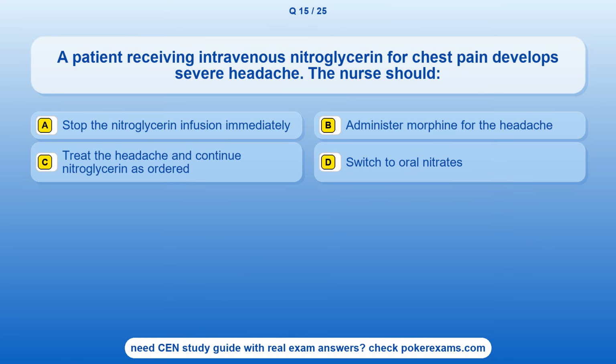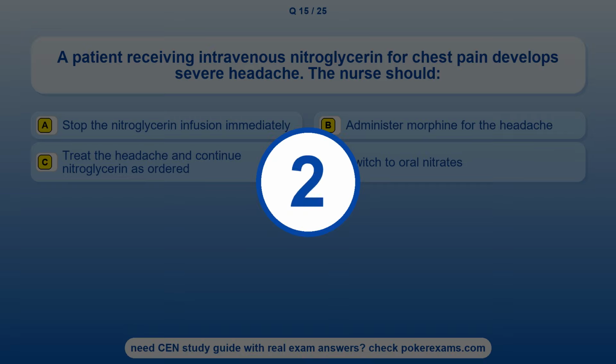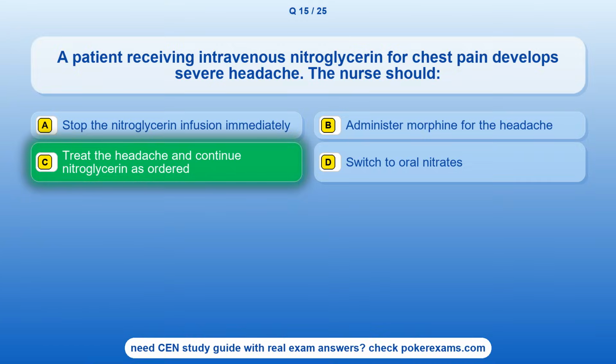Question 15. A patient receiving intravenous nitroglycerin for chest pain develops severe headache. The nurse should option A, stop the nitroglycerin infusion immediately. Option B, administer morphine for the headache. Option C, treat the headache and continue nitroglycerin as ordered. Option D, switch to oral nitrates. The correct answer is option C, treat the headache and continue nitroglycerin as ordered.